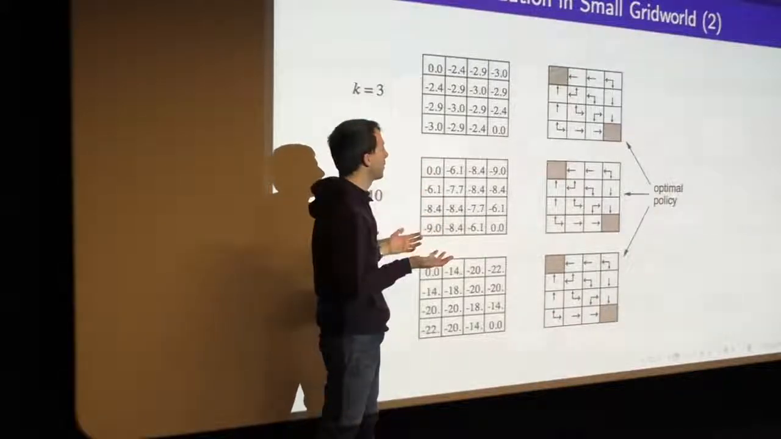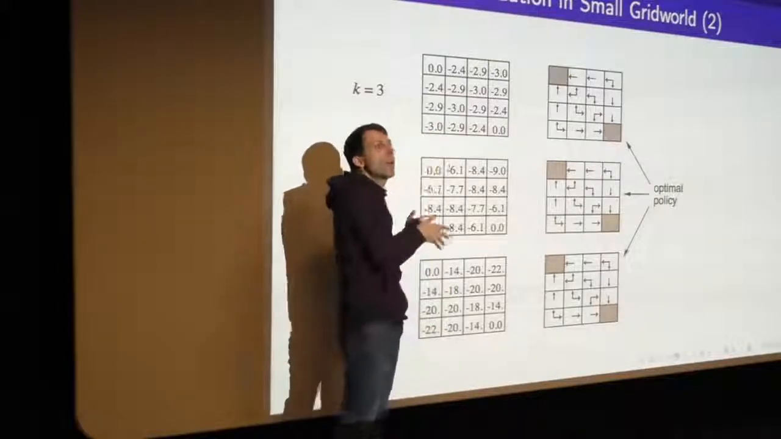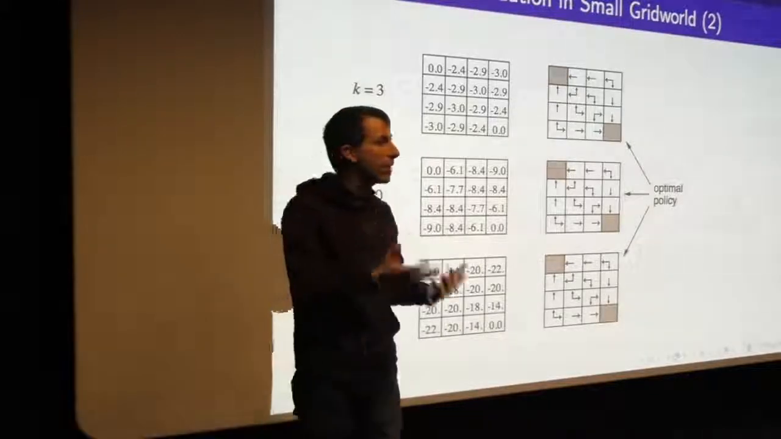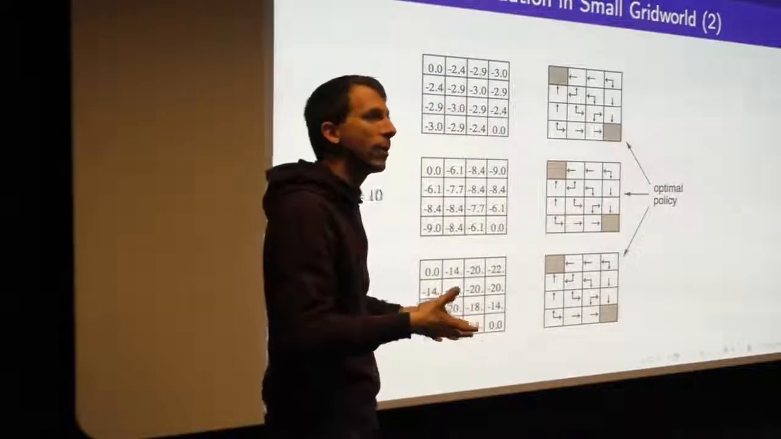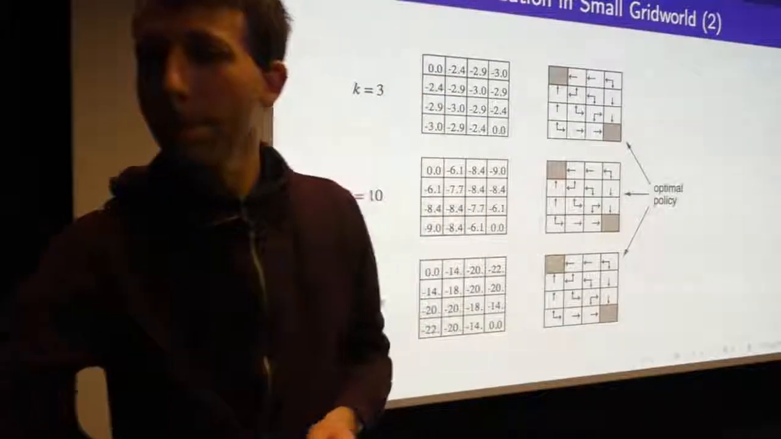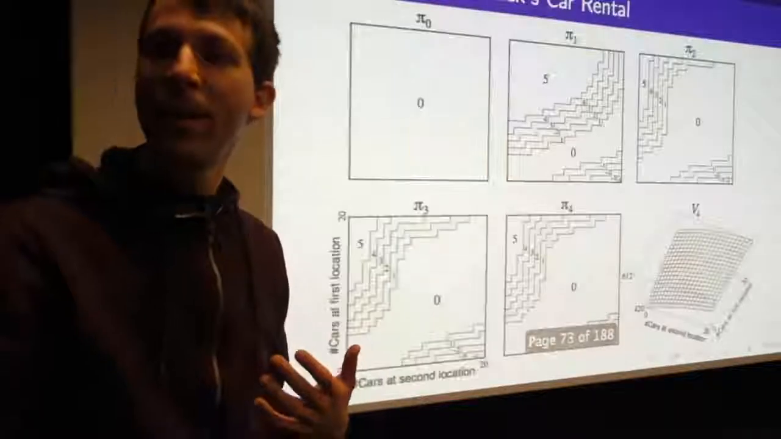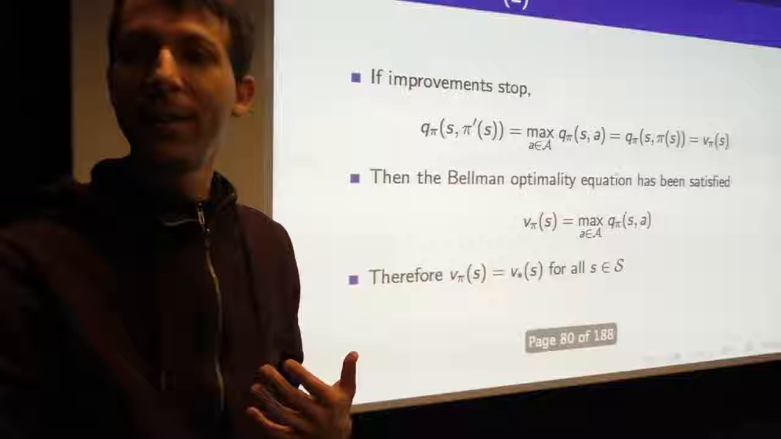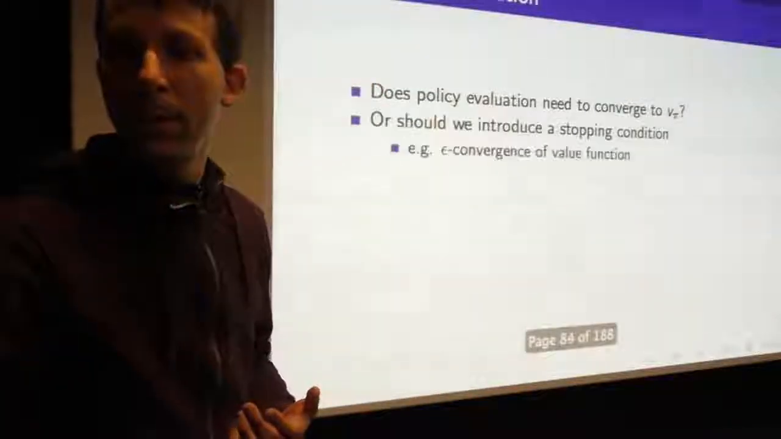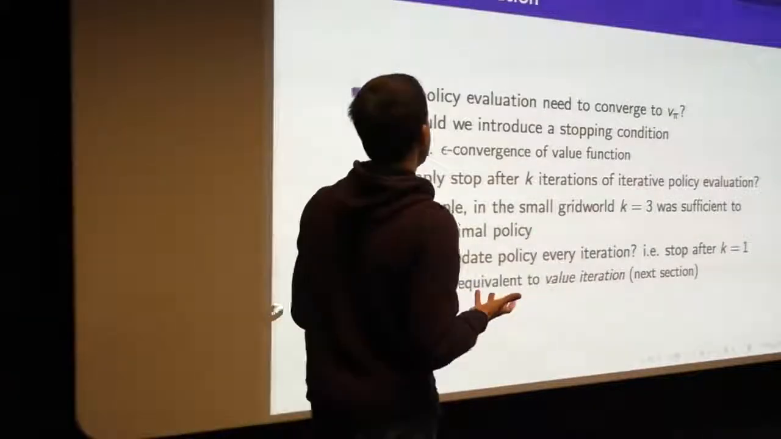So the question is, do we have to take those steps, or can we truncate our evaluation process and use an approximate policy evaluation in our inner loop rather than an exact policy evaluation? Was that the question? Good. This approach is called modified policy iteration. It's a very uninformative name, but the basic idea is to stop early.